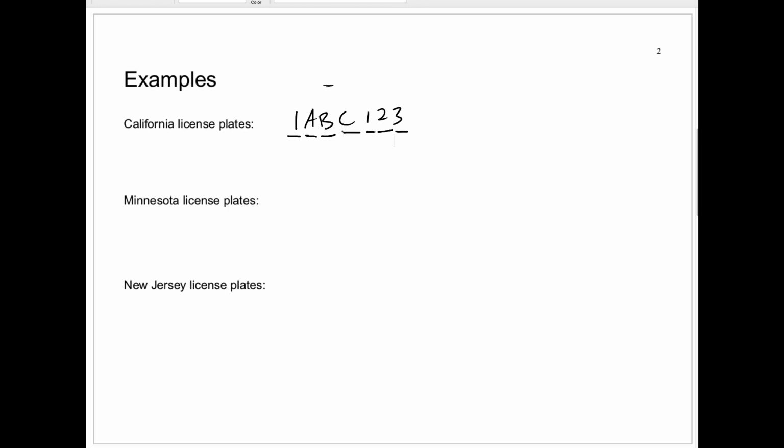Well, let's go one position at a time. There are 10 choices for the first position, 26 choices for the second position, 26 choices for the third position, 26 choices for the fourth position, 10 choices, 10 choices, and 10 choices for the fifth, sixth, and seventh positions. We're going to see later that you can get the total number of possible strings of this form just by multiplying these all together.